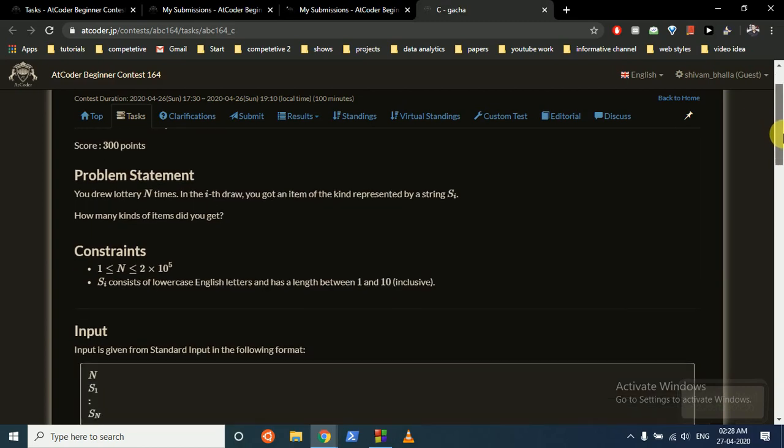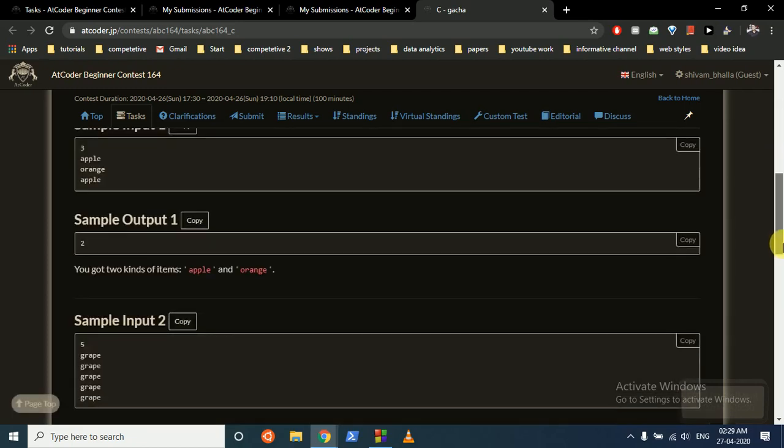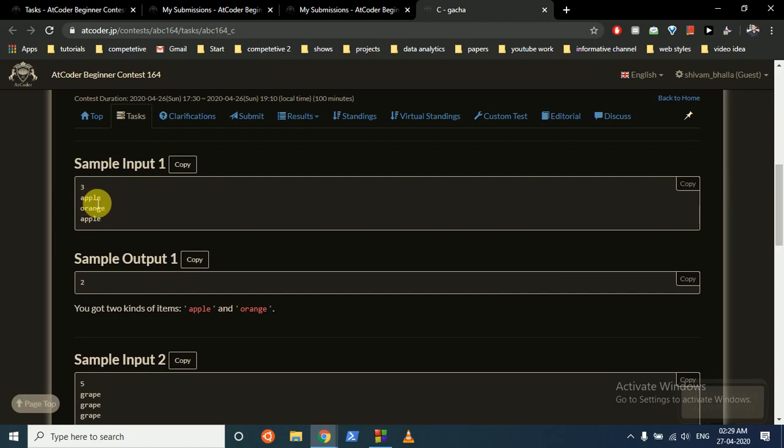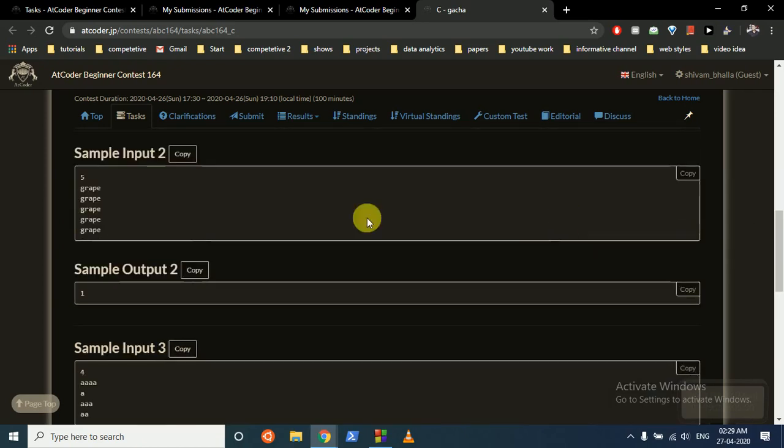In the third question, it is given that you draw a lottery N times, and in the i-th draw you got an item of the kind represented by the string S_i. How many kinds of items did you get? Okay, so as you can see in the example, the first time you drew a string of apple, the second lottery you drew orange, and in the third lottery you drew apple. So how many different types did you draw? Apple is one kind and orange is a different kind. So in total there are two types. In the other example only one type was drawn, so the answer is one.